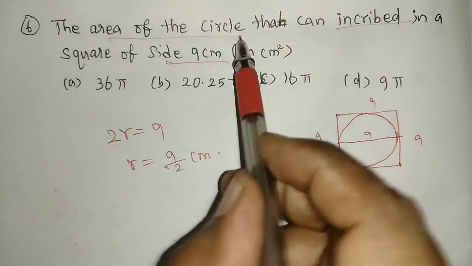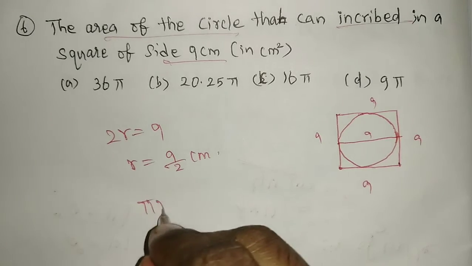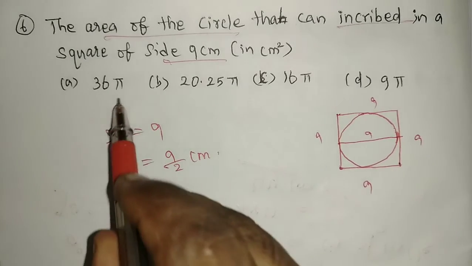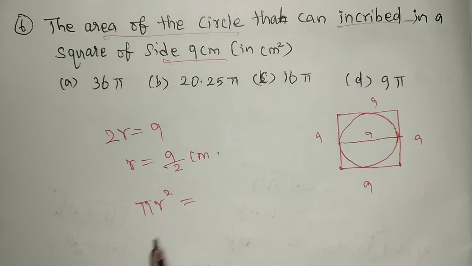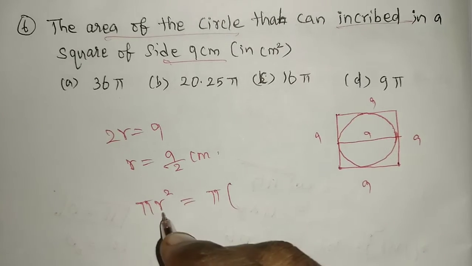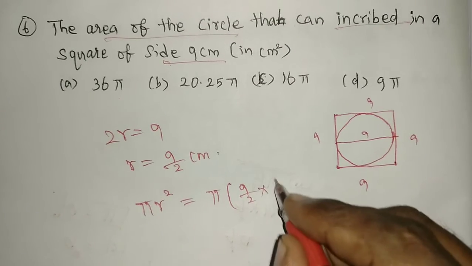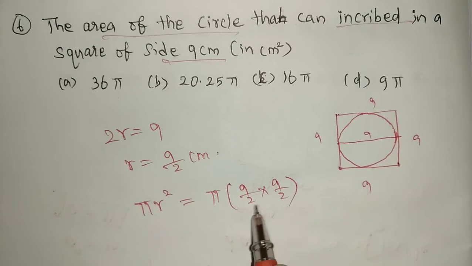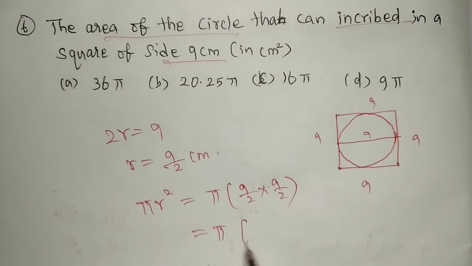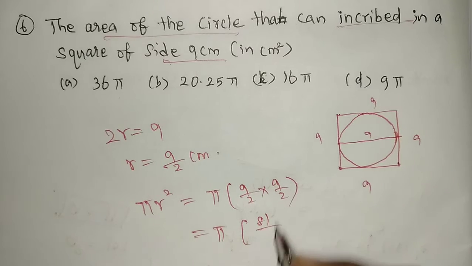They asked to find the area of the circle. It's very easy to go. We know that it is pi r square. So all the values we have in pi, then no need to substitute pi. So pi you can keep it with you. So r square, 9 by 2 into 9 by 2. We have a square, so I am writing it 2 times. Now pi into, 9 nines are 81, 2 twos are 4.